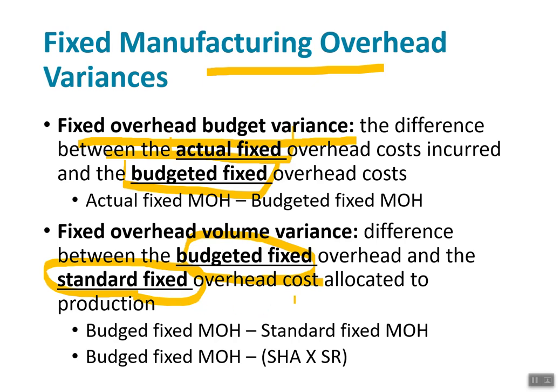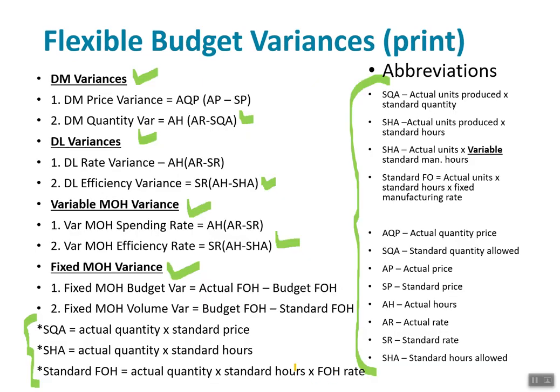All right, so just reminding you, here's our little sheet, and what I want to show you is that even though students have more difficulty with fixed manufacturing overhead than any of the others, it's actually quite simple. It has the actual fixed overhead minus the budgeted fixed overhead. And then we use the budgeted fixed overhead again here minus the standard overhead. So in reality, if you want to know the total amount, it's the actual minus the standard. And another word for standard is allocated.